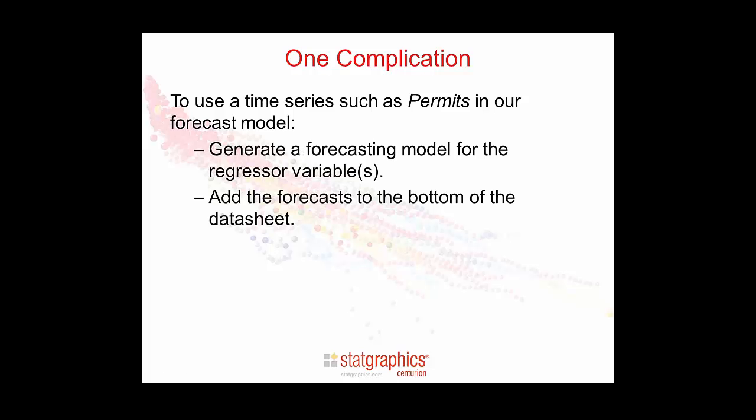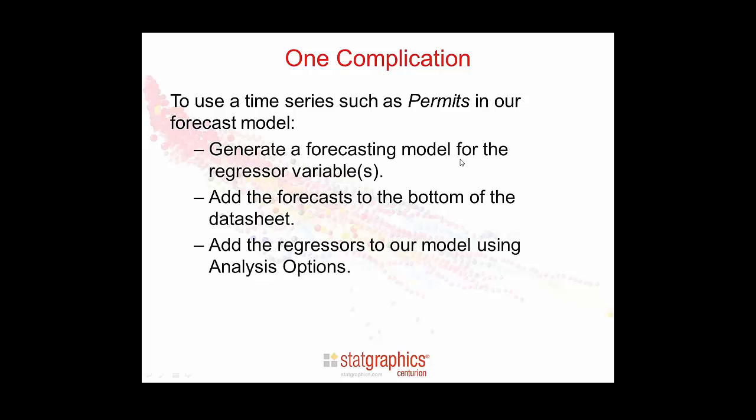We'll then take the forecast from the permits model, add it to the bottom of the data sheet in the permits column, go back to our forecast for GDP, and add the regressors using analysis options. Okay, so let's go ahead and do this. This will just take a couple moments.